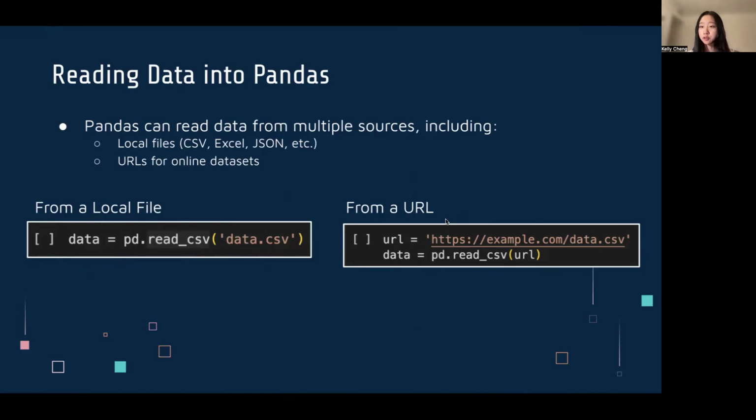It's very similar for a URL. Technically, you could just put the entire URL in quotation marks within the parentheses, but this is also a neater way to store your data, first by storing your URL into a variable and then reading your CSV function from the variable.